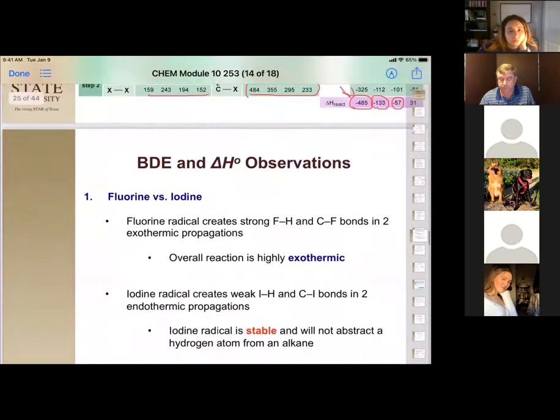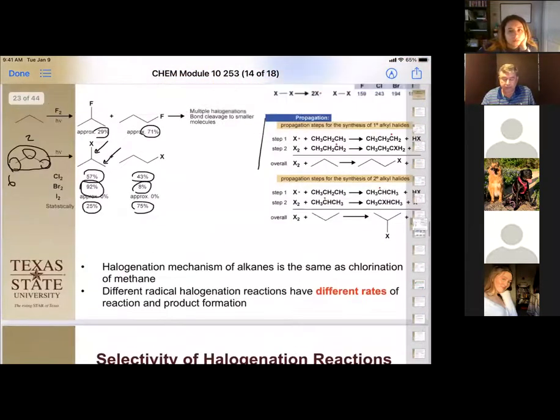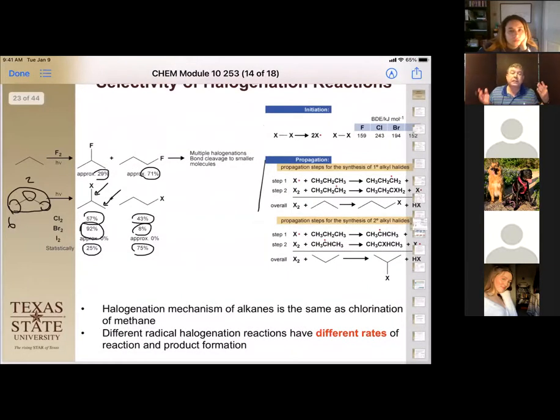Okay. So if we look back at our numbers here, fluorine is about statistical, about the same amount of energy, but very, very exothermic, very reactive, very fast. The chlorine and the bromine were less exothermic. Therefore, it slows the reaction down and it can wait around for the secondary radicals.